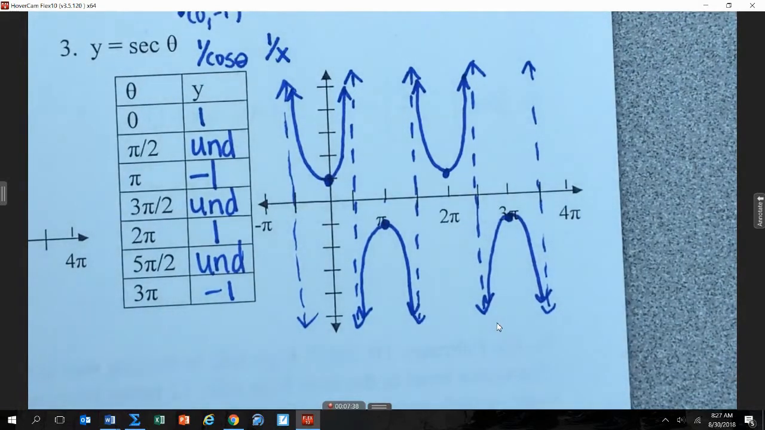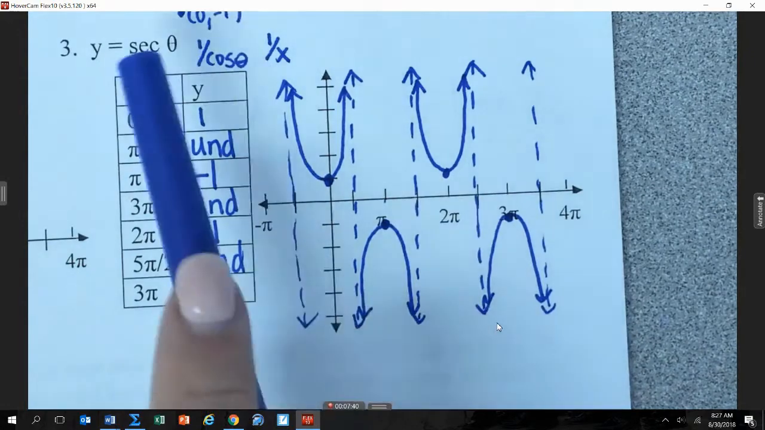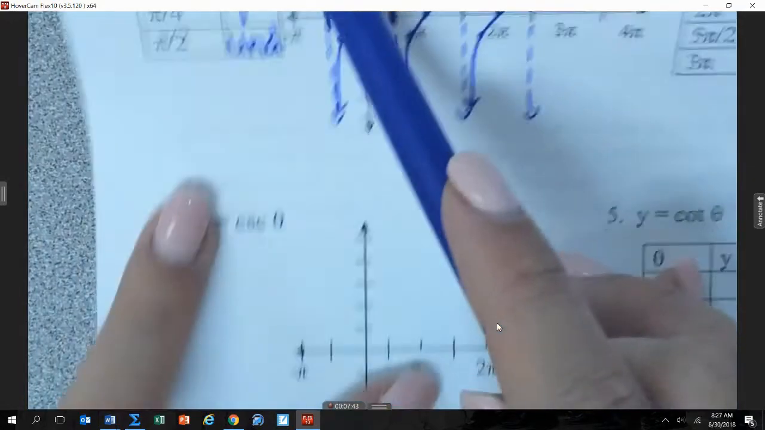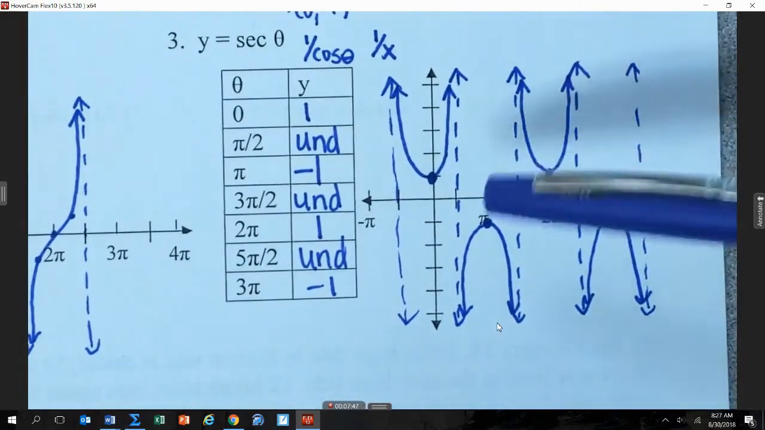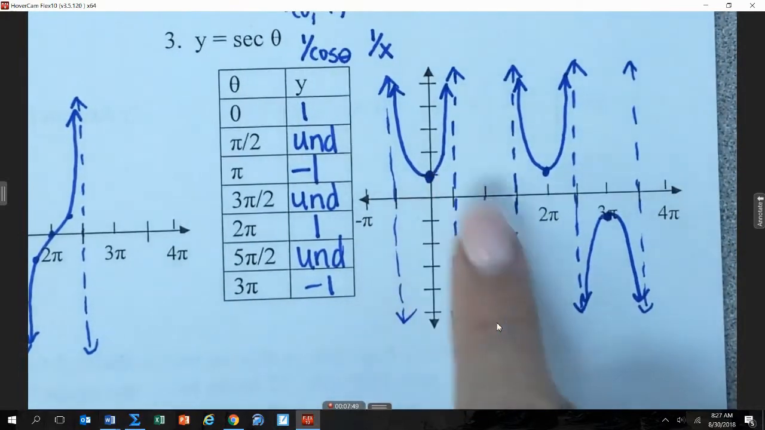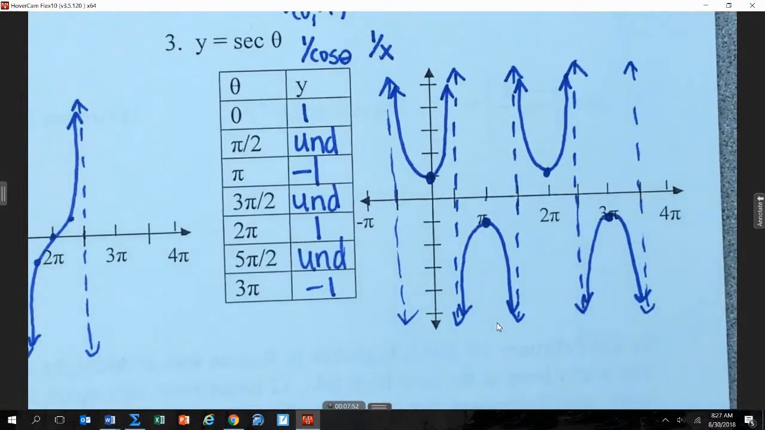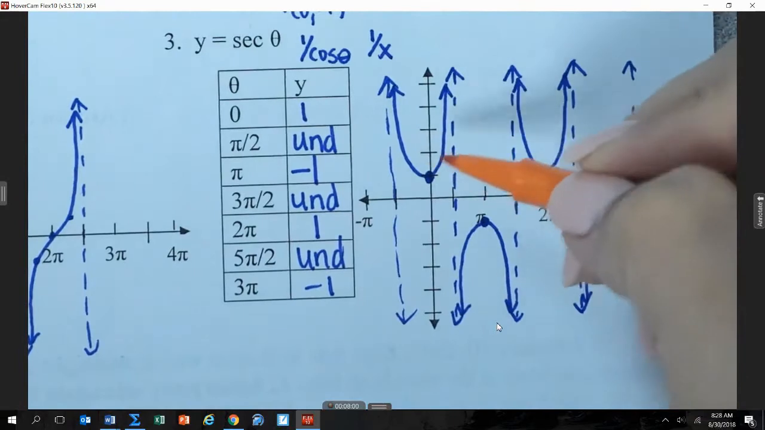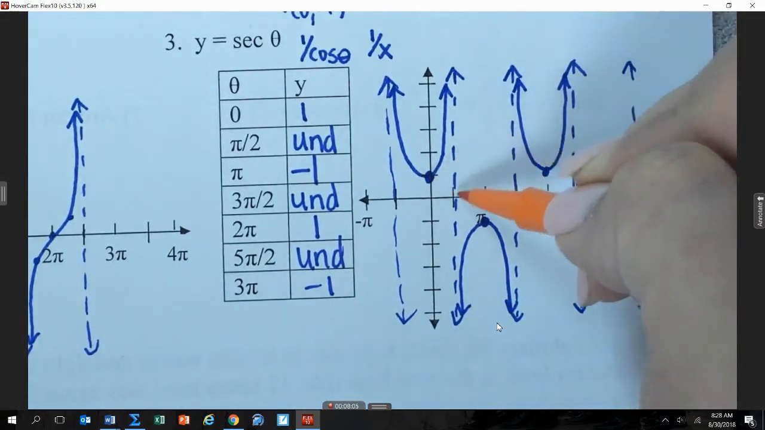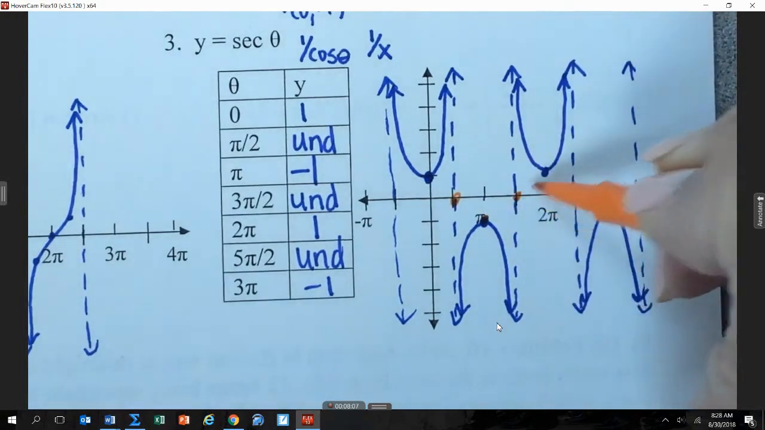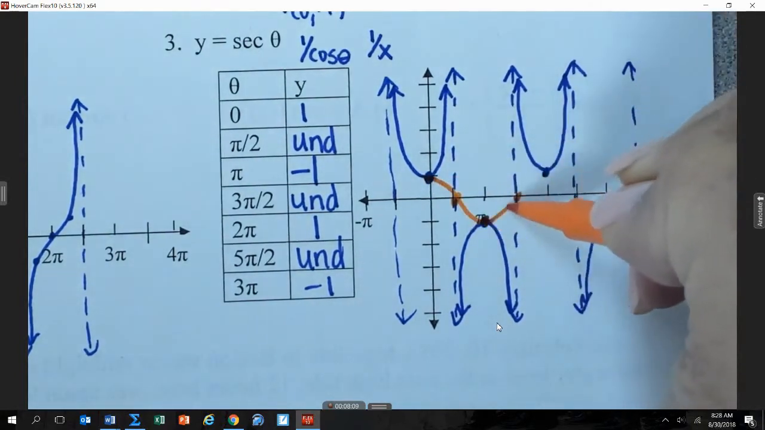And I really struggle with getting my secant graph mixed up with my cosecant graph. So this is how I remember where each vertex is of my secant graph. Does everyone agree that secant is a reciprocal of cosine? Right? So watch what happens if I graph my cosine graph. My cosine graph starts at a y value of 1, right? And cosine goes 1, 0, negative 1, 0, 1. This is my cosine function.